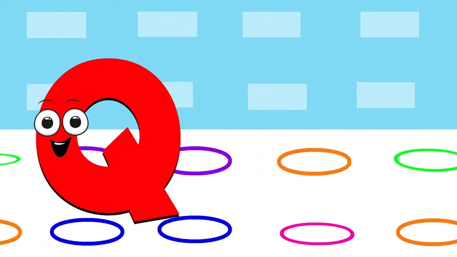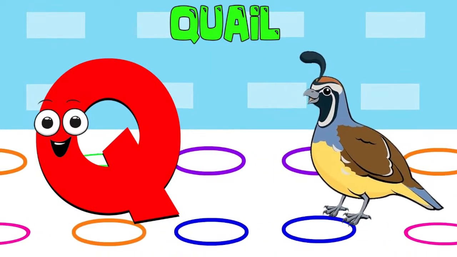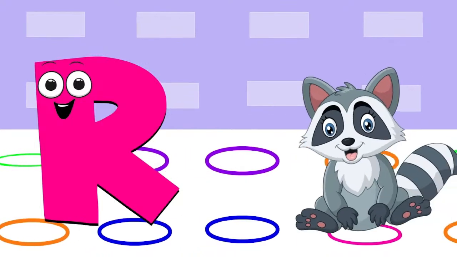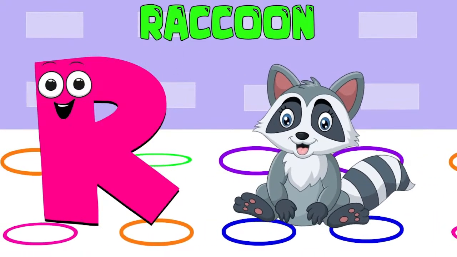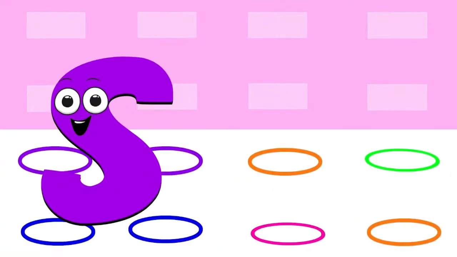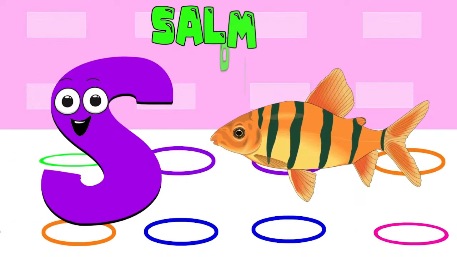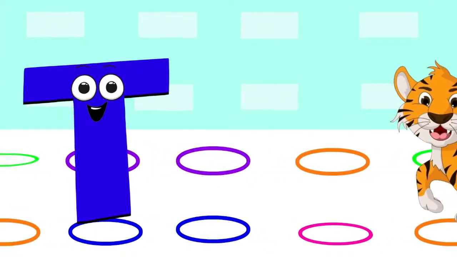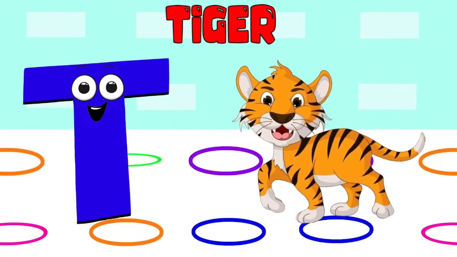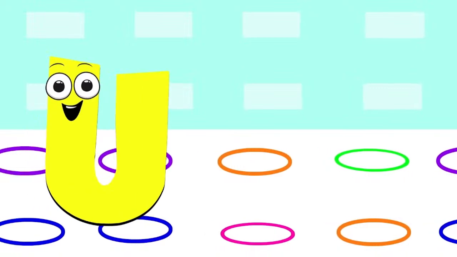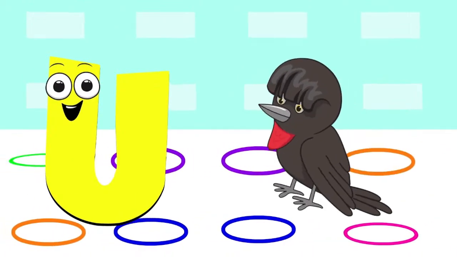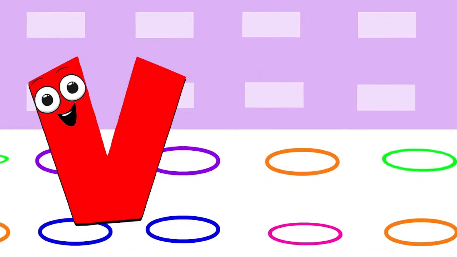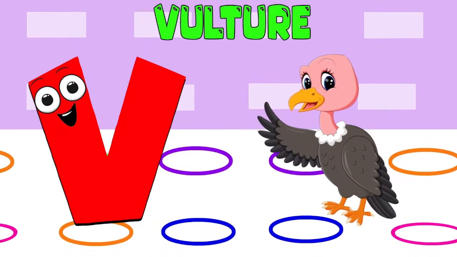Q for quail. R for raccoon. S for salmon. T for tiger. U for umbrella bird. V for vulture.